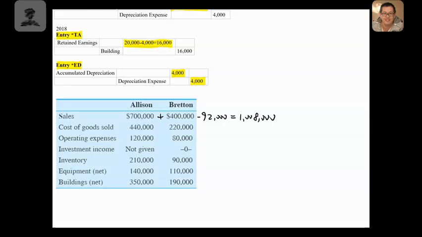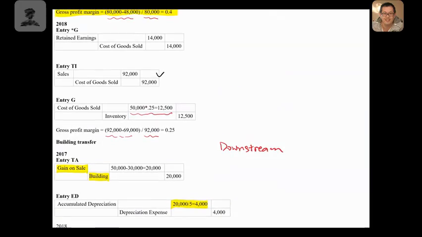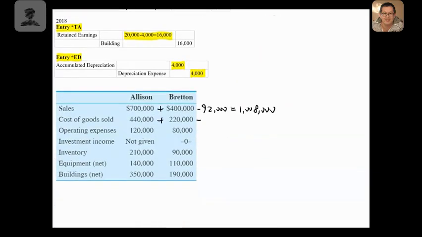Next one, cost of goods sold. We first add their current book value, and then in 2018 we're going to minus the 14,000 in star G, then minus 92,000 in entry TI, and then plus this 12,500 in entry G. So we have three adjusted amounts: first minus 14,000, minus 92,000, and then plus 12,500, equals 566,500.